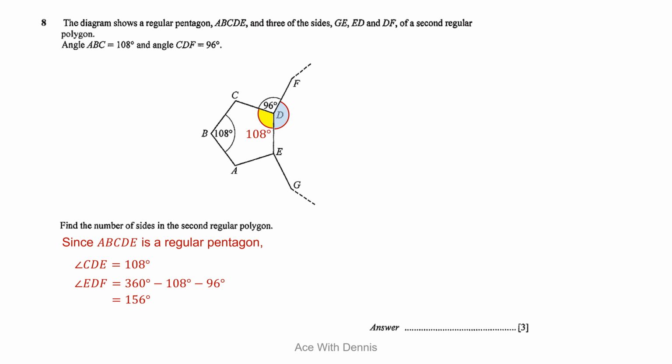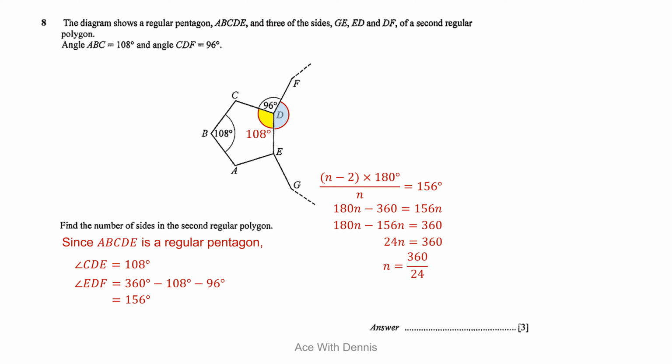Then we can find the number of sides for the second regular polygon. The formula of the interior angle of a regular polygon is (n minus 2) times 180 degrees divided by n. In this case, the interior angle is 156 degrees. Then we solve the equation: 180n minus 360 equals 156n. Next, 180n minus 156n equals 360, which is 24n equals 360, so n is 360 divided by 24, which is 15.